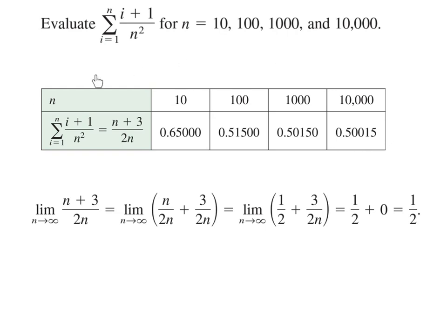So here's a nice little handy-dandy chart that is so much better than my handwriting. And when you plug in values for n, whether that's 10, 100, etc., you'll get these solutions here. And something that you may or may not notice when you do that: for 10 we get 0.65, for 100 we get 0.515, for 1,000 we get 0.5015, and then for 10,000 we get 0.50015.